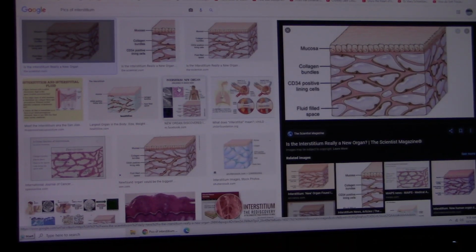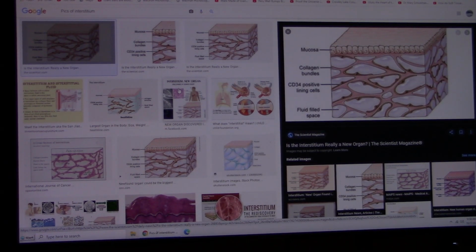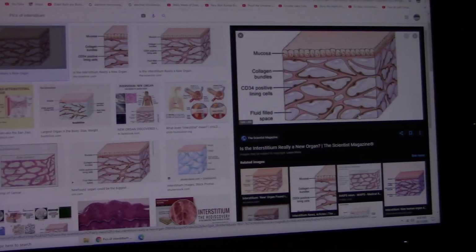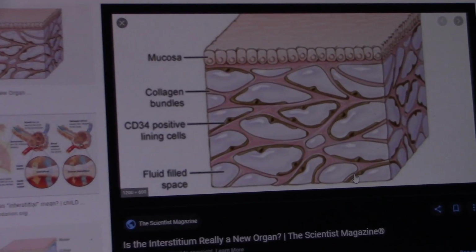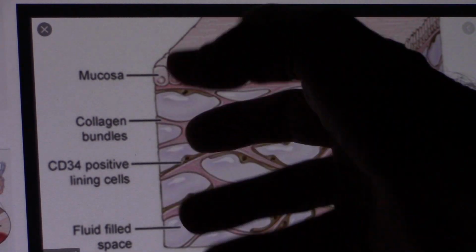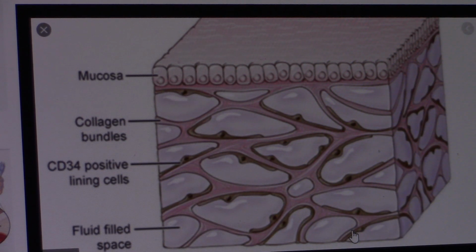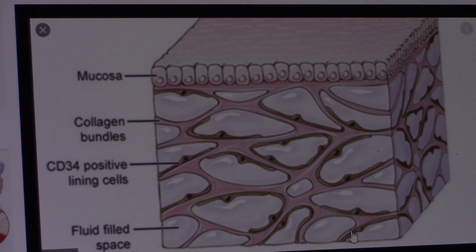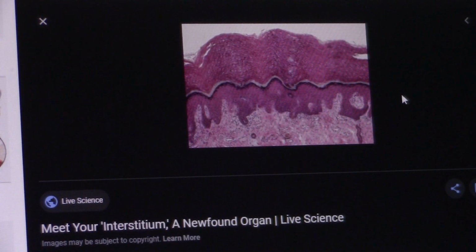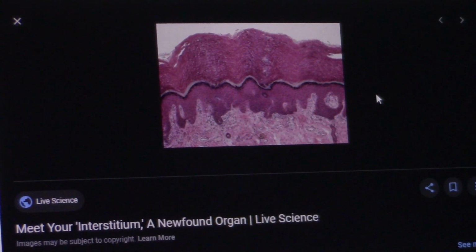So if you type in pics of interstitium, you should come up with this, and you can start doing some research and find out what the interstitium is: the collagen bundles and the fluid-filled spaces, all this right in here, and this is what we're dealing with. Okay, these balls with a strap on each end or whatever, and they connect together. I don't think they know as much about this yet as they think they do. This was just discovered in like 2018, a new organ. This is where it's just below the skin right in here. It's just hard to see here, but if you put in pics of interstitium, you'll get this.